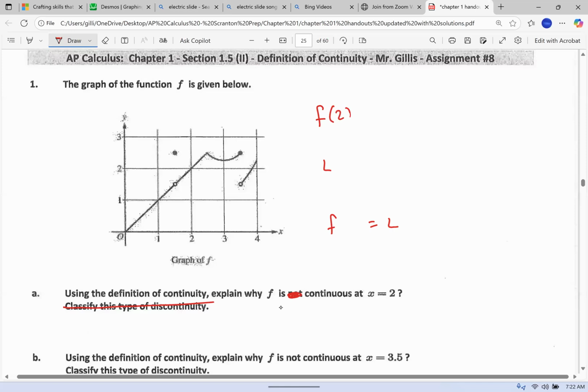So f at 2 here is 2. We can see right here that it is 2. And obviously the behavior from the left and the right of 2 is 2. So f at 2 does equal that limit as x approaches 2 of f.